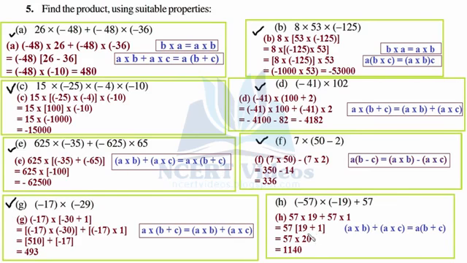19 plus 1 is 20, 57 2s are 114, and fixing 0 to it. 7 2s are 14, 1, 5 2s are 10, 11. Therefore 1140 is your answer for H part. That was your question number 5th.